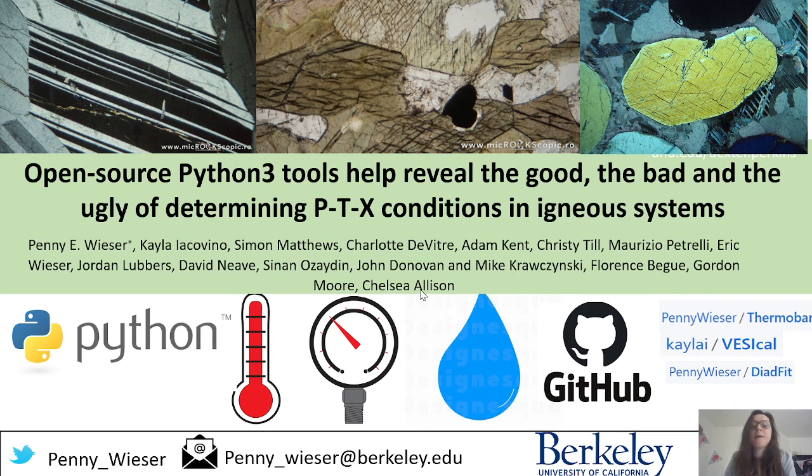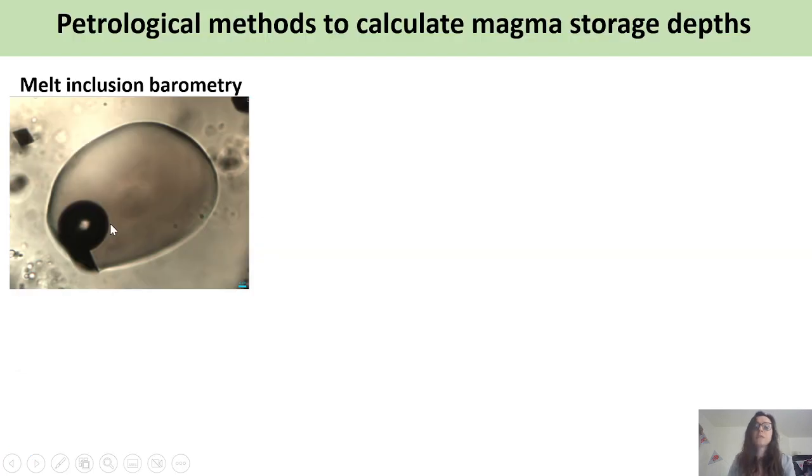So I'm going to talk today about how developing open source Python 3 tools can really allow us to look into the advantages and disadvantages of different methods of determining PTX conditions in igneous systems. So I'm going to talk about three main methods which are widely used by petrologists.